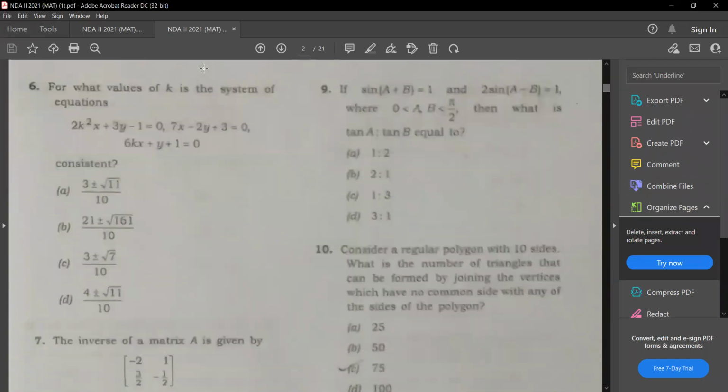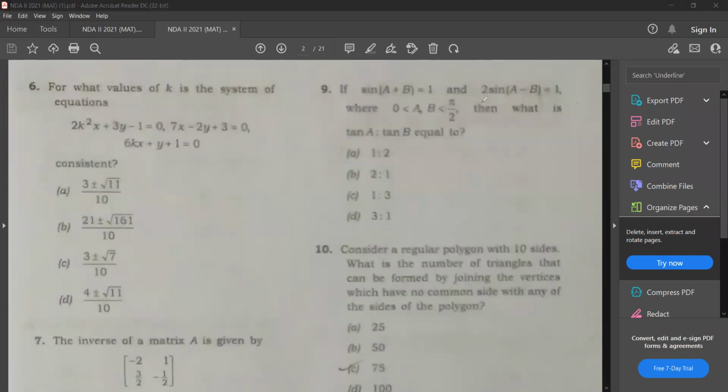If sine(A plus B) is equal to 1 and 2 sine(A minus B) is equal to 1, with 0 less than A, B less than pi by 2, then what is tan A is to tan B? Very easy question. So how to do that? Sine(A plus B) is equal to 1.